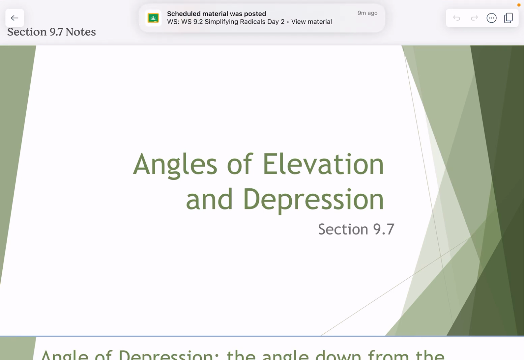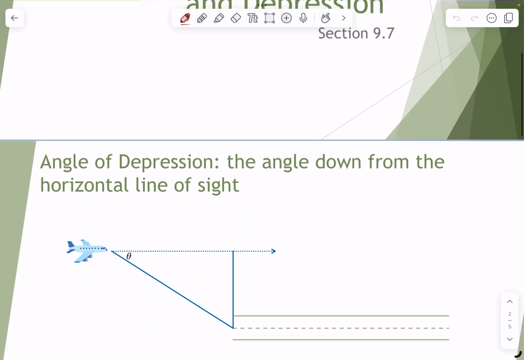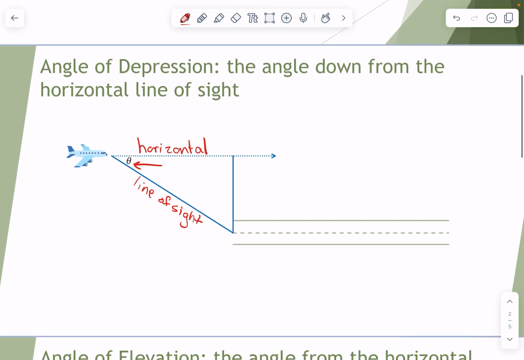The last section here in chapter 9 that we've talked about, and we're going to talk about angles of elevation and depression. Angle of depression is the angle down from the horizontal line of sight. So what we're looking at here is we have our horizontal here. We have our line of sight. And our angle of depression is the angle between there. Okay, so that's what an angle of depression is.